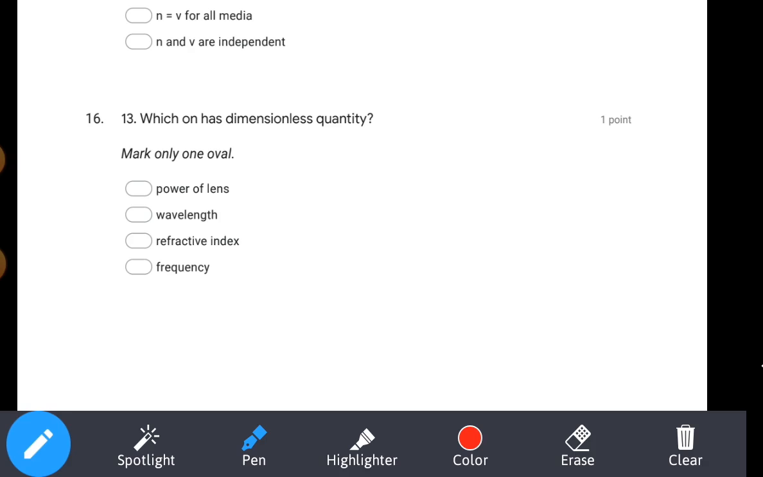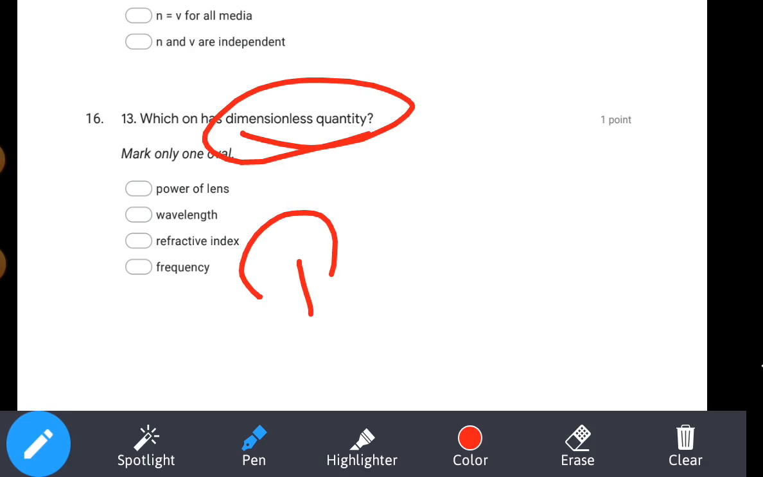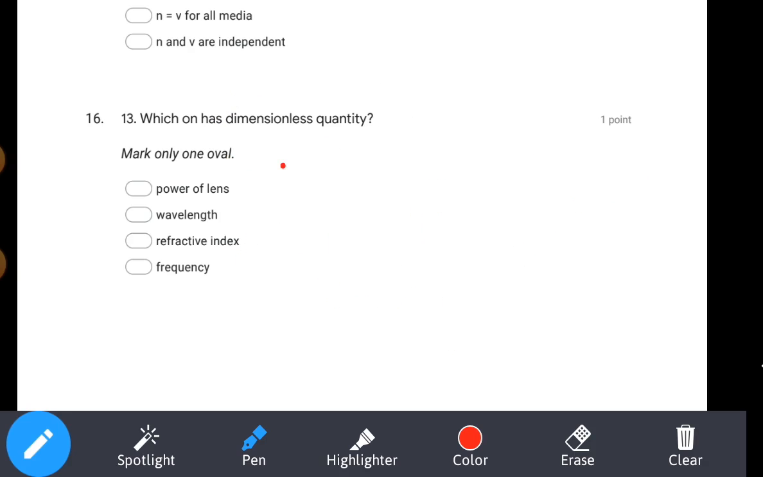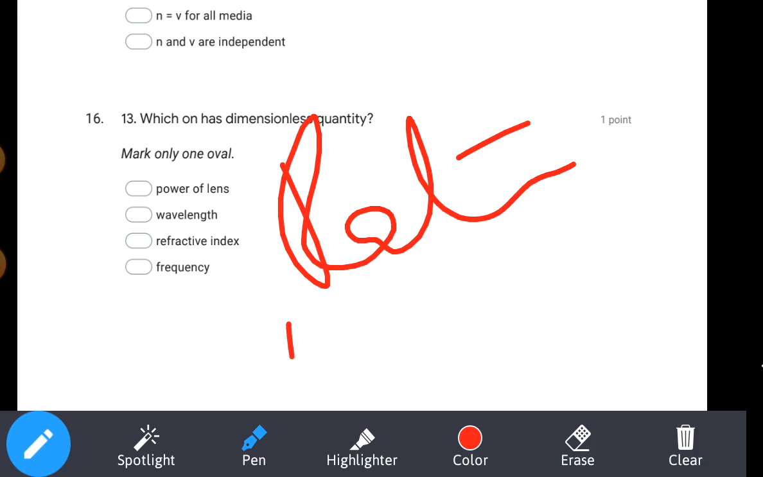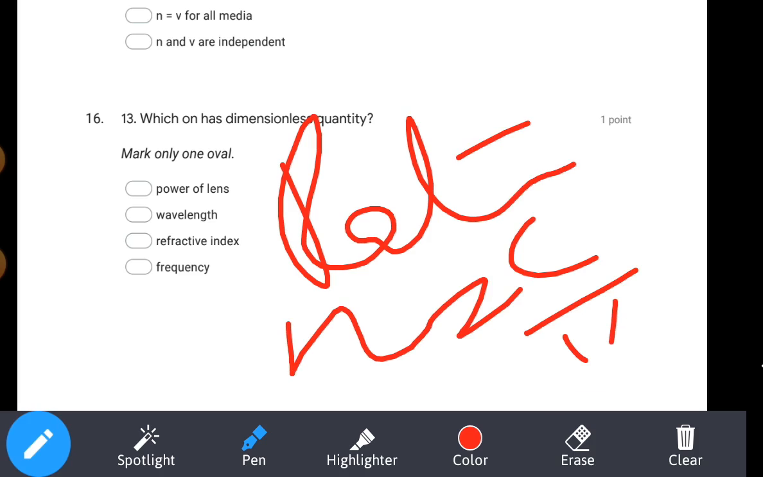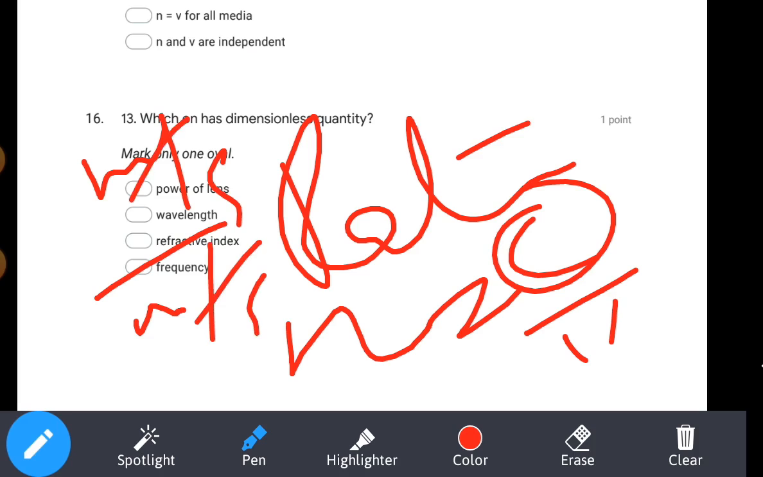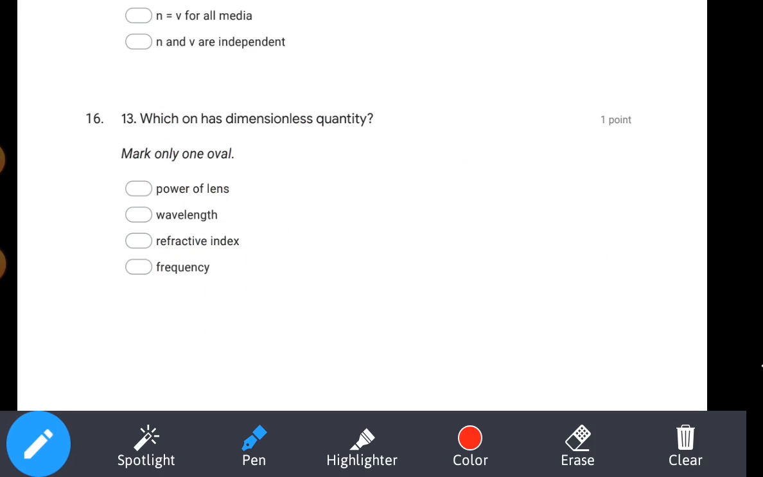Which one of these has a dimensionless quantity? So what is that? Refractive index. Refractive index will not have any dimension. Why? Because it is a ratio. n equals c by v. c is meter per second, the speed of light in vacuum. v is the velocity of light in a medium, meter per second, so the units get cancelled. So it is a ratio, so it is a dimensionless quantity. Option number C is our answer.